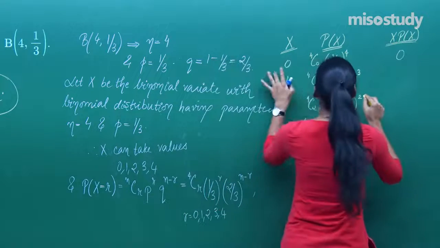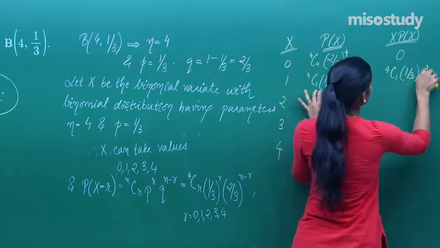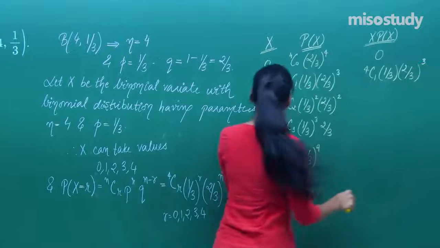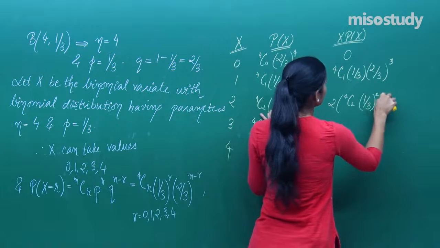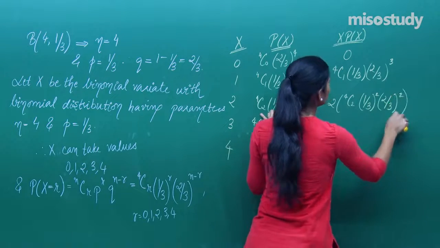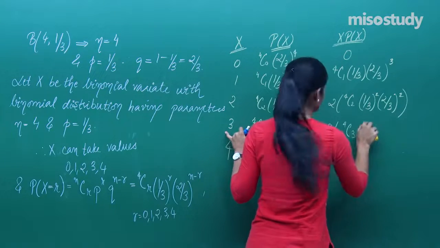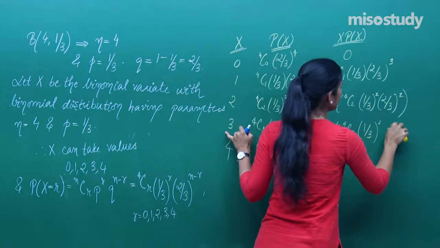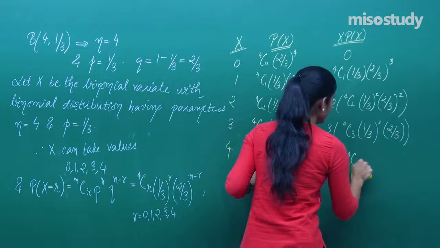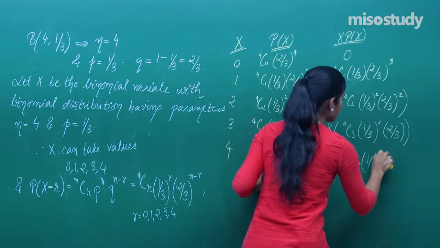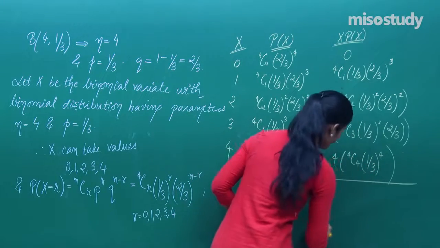This happens to give you 0. Then 1 into 4c1, 1 by 3, 2 by 3 to the power 3. Then it is 2 multiplied by 4c2, 1 by 3 to the power 2, 2 by 3 to the power 4 minus 2, that is 2. Then you have 3 multiplied by 4c3, 1 by 3 to the power 3, 2 by 3 to the power 1. And then you have 4 into 4c4, 1 by 3 to the power 4, 2 by 3 to the power 0, which is 1. When you add all this up, you get your mean.